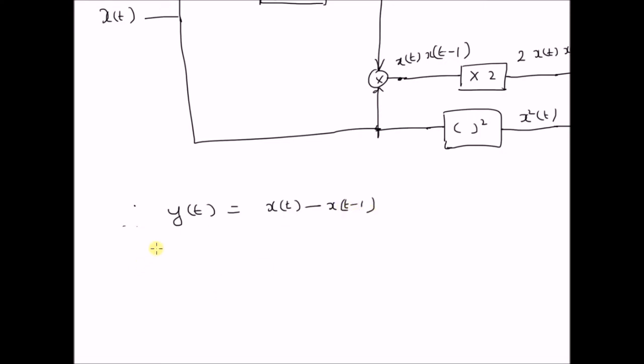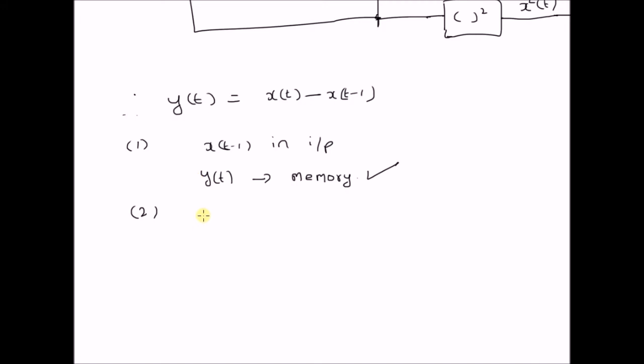Now let us verify its basic properties. Does the system depend on previous inputs? Yes, since it has x of t minus 1 in the input, y of t is a system with memory. That is, it has a memory. Now let us see if it is linear.